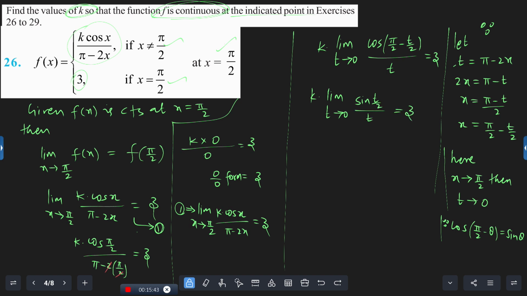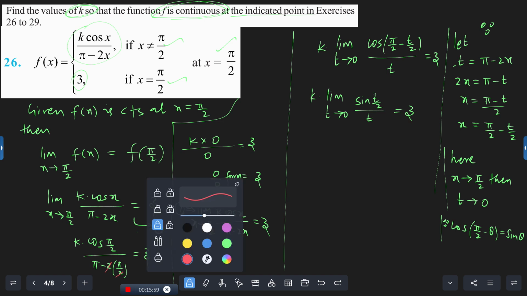Again, there is a problem. What is the problem? I need sin x by x, but here it is sin of t by 2, and only t is in the denominator. So again I need to divide by 2. So what do you do, children? Divide by 2 and multiply by 2. What am I going to do here?